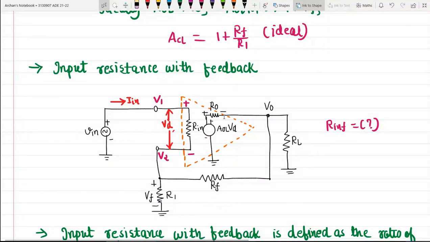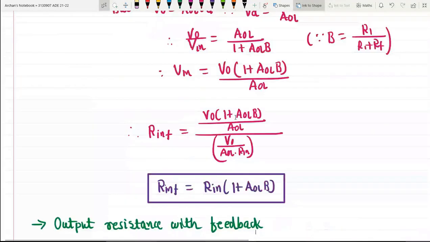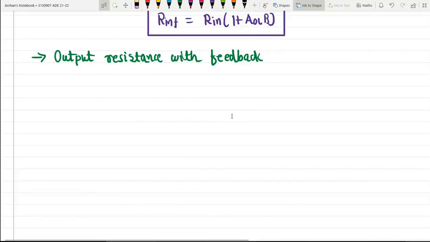This output resistance is nothing but the ratio of the applied voltage V0 and the resulting current I0. So we will try to draw the Thevenin's equivalent circuit in this case and find the ratio. Ultimately, the output resistance with feedback is nothing but the ratio of V0 by I0. Now we have this case. This is my input resistance.